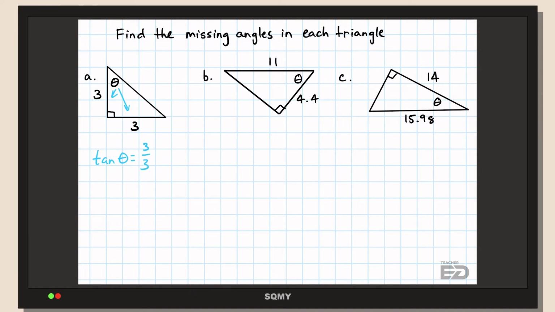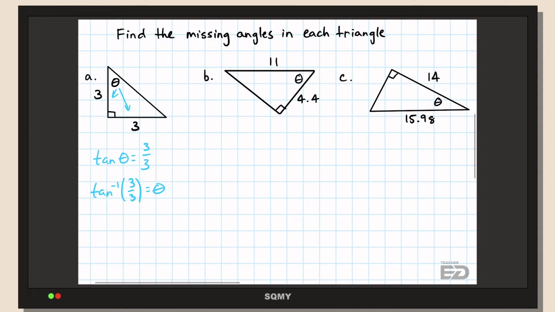Now, when we're looking for the angle, our calculators have a function on it that we can use. Most calculators have a second button. If you hit second and then tangent, you end up with tangent of -1. Once we get that function put in, we're going to put our ratio in, hit enter, and that's going to give us theta. In this case, when we put it in the calculator, we get theta is equal to 45 degrees.